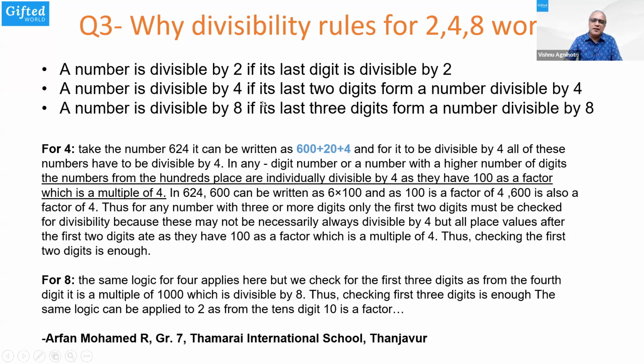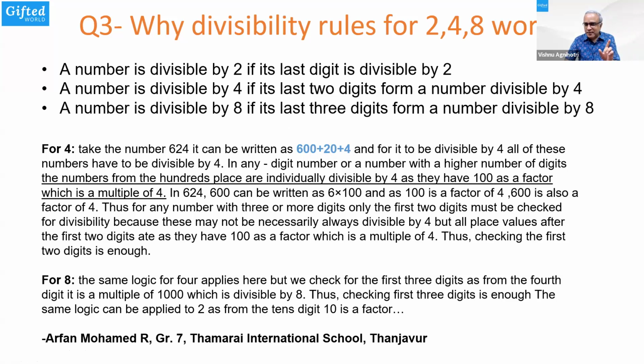So Arfan has given a very nice answer, right? What he has understood and is explaining is that 624 is basically what I explained, right? 6 into 100 plus 2 into 10 plus 4 into 1. 100 is divisible by 4. We know that, right? 4 into 25 is 100. Is 10 divisible by 4? No, right?